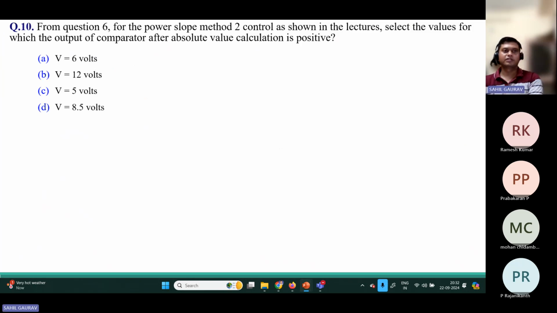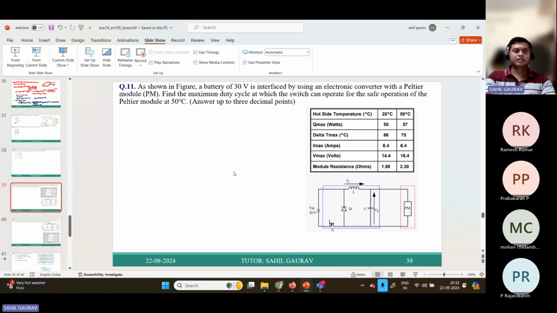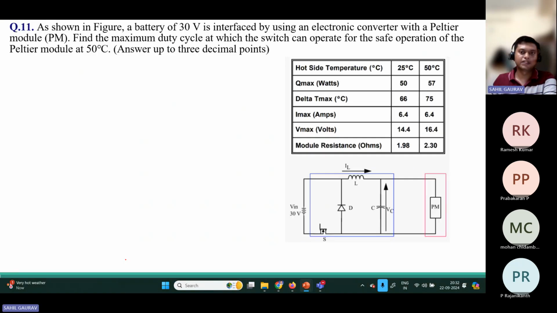Now coming to the next problem. As shown in the figure, a battery of 30 volt is interfaced by using an electronic converter with a Peltier module. Find the maximum duty cycle at which the switch can operate for the safe operation of the Peltier module at 50 degrees Celsius. Answer up to 3 decimal points. This is a very easy problem. This converter is a buck converter. Whoever is getting the answer, please type in the chat box.